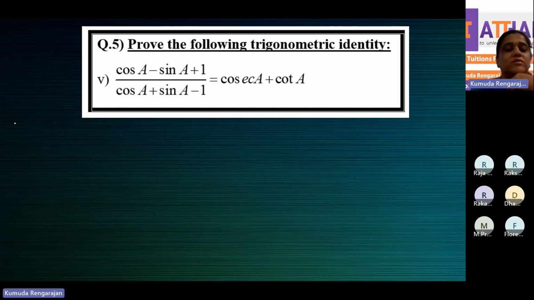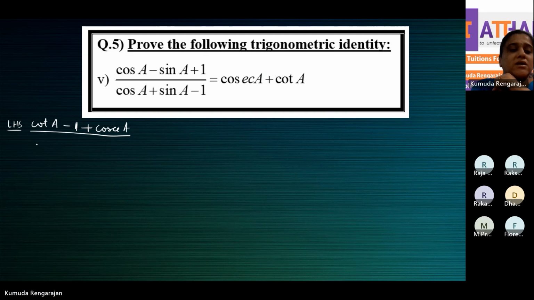Let's do it once more together. That first step will not show. So we know that we have to divide by sine, right? So what is cos by sine? Cot A minus sine by sine A, 1 plus 1 by sine A, cosecant A, divided by cos. You should divide both the numerator and the denominator by the same ratio. So cos A by sine A, cot A plus sine A by sine A, 1 minus 1 by sine A, cosecant A.